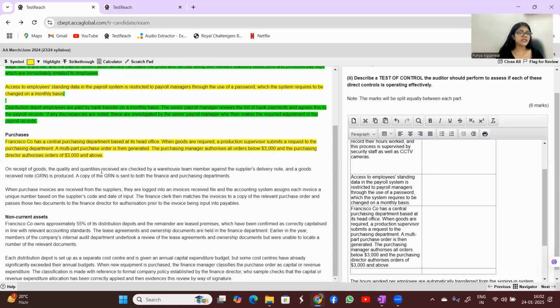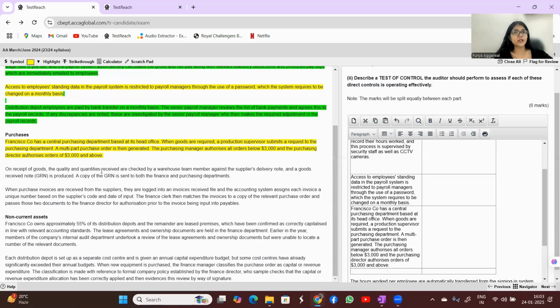On receipt of the goods, the quantities received are checked by a warehouse team manager against the supplier's delivery note, and a goods received note is produced. A copy of the GRN is sent to the finance department and the purchasing department. Now here a copy is missing. The GRN is only being sent to the purchasing department and the finance department, not the production department.